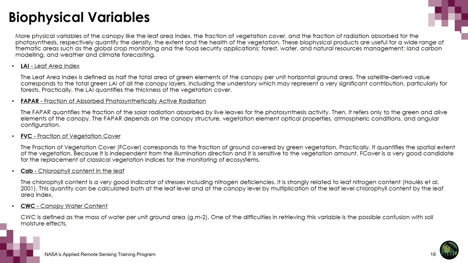If you want to retrieve information about physical features of canopy, we can use so-called biophysical variables. The biophysical variables are not derived directly from remote sensing data, but auxiliary information is needed. There are several of them, but the ones which are more important for crops are, for example, leaf area index, FAPAR, fractional vegetation cover, chlorophyll content in the leaf, and canopy water content. In the second part of the webinar, I will show you how to retrieve these variables using ESA SNAP software.